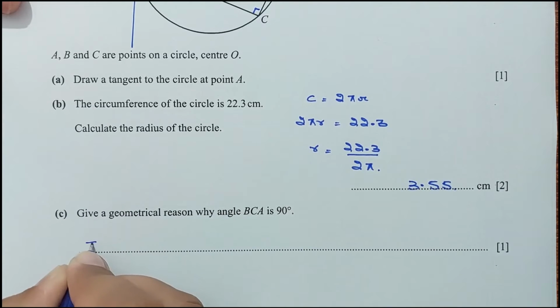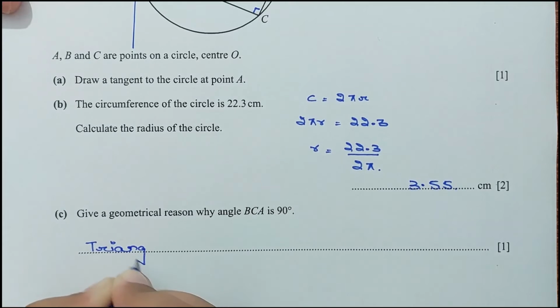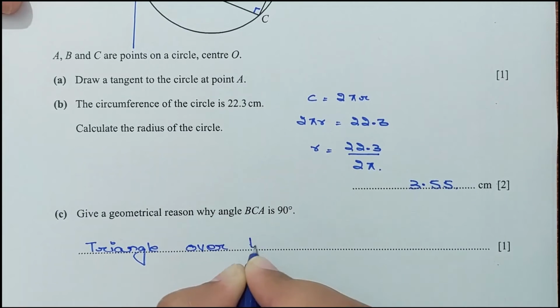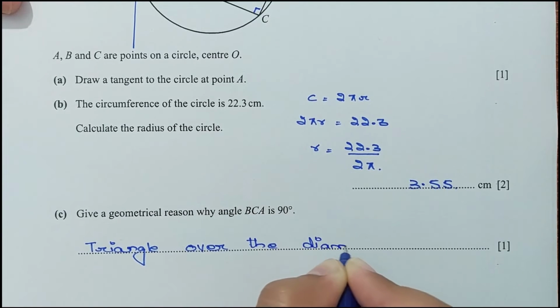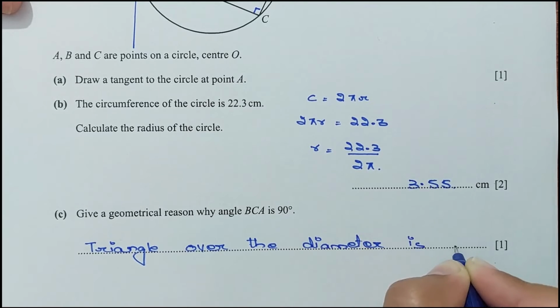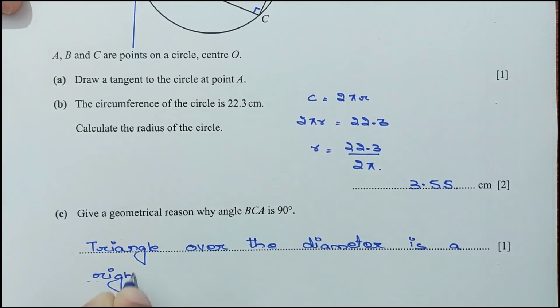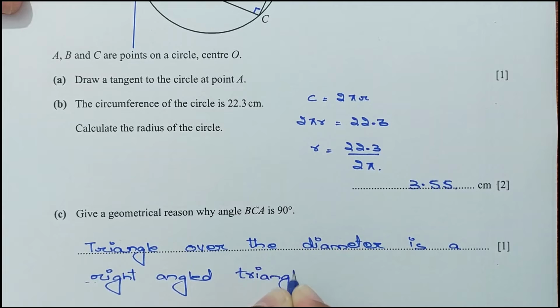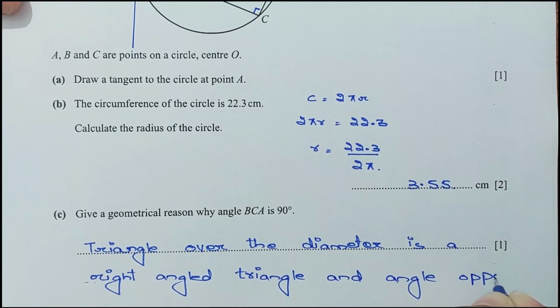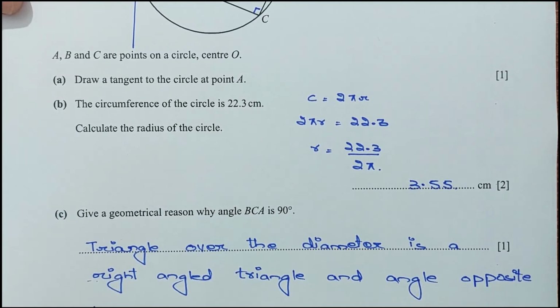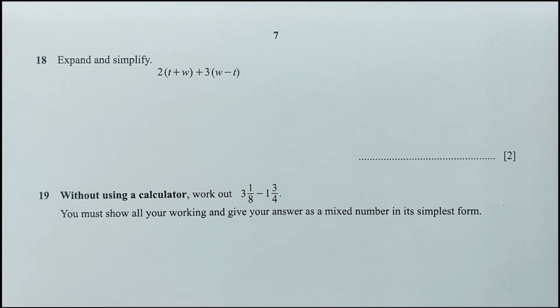Or we can say the triangle over the diameter is a right-angled triangle, and the angle opposite to the diameter is 90 degrees, or a right angle, we can say. That is the reason. Question number 18, expand and simplify.